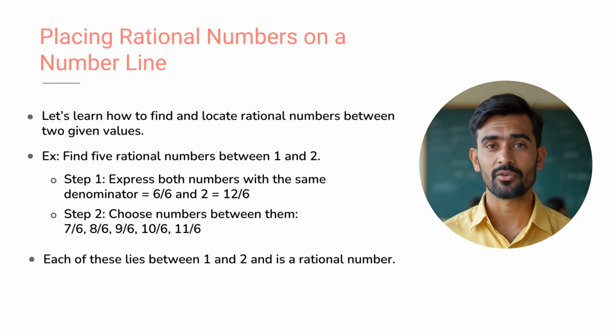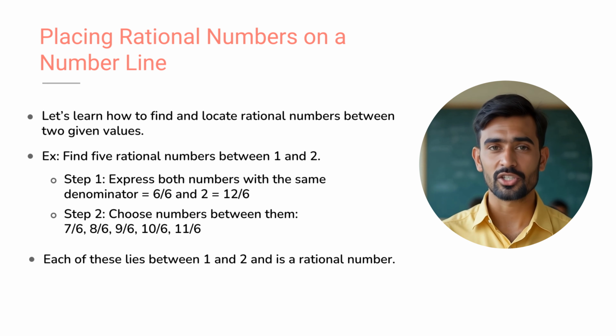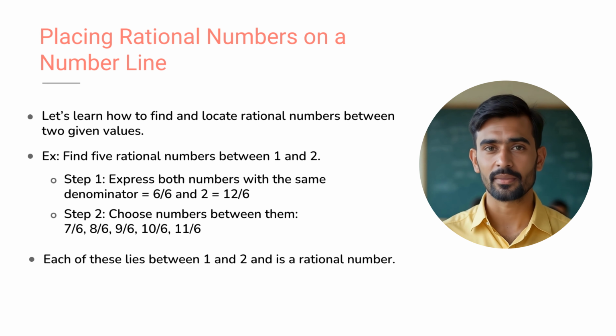Let's learn to locate rational numbers on the number line. Example: find 5 rational numbers between 1 and 2. Step 1: write 1 as 6 by 6 and 2 as 12 by 6. Step 2: pick numbers in between: 7 by 6, 8 by 6, 9 by 6, 10 by 6, 11 by 6. Each one lies between 1 and 2 and is rational. This shows us that between any two rational numbers, there are infinitely many more.